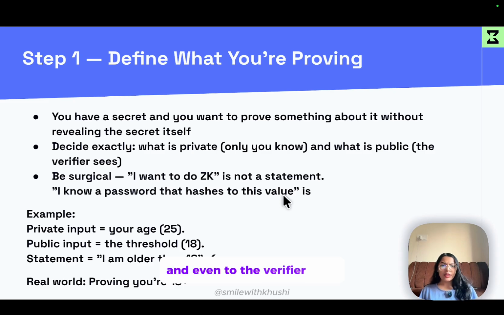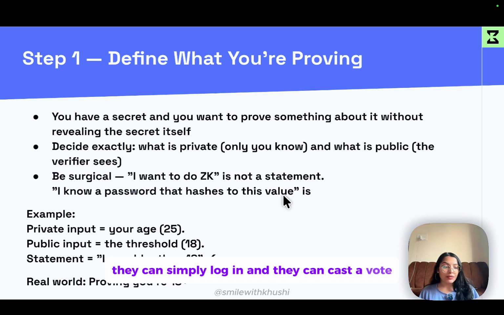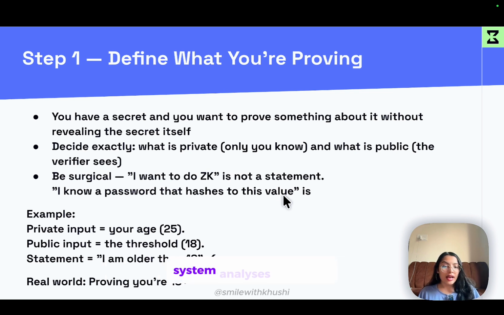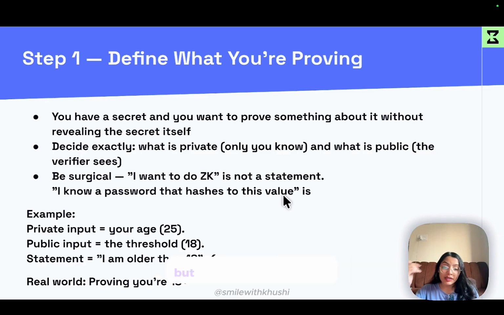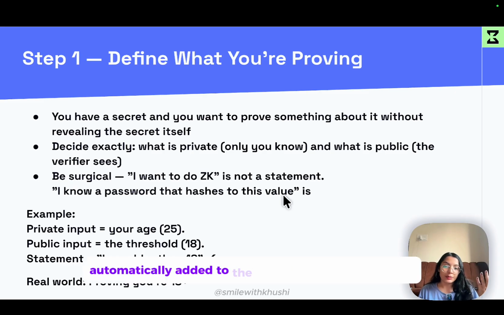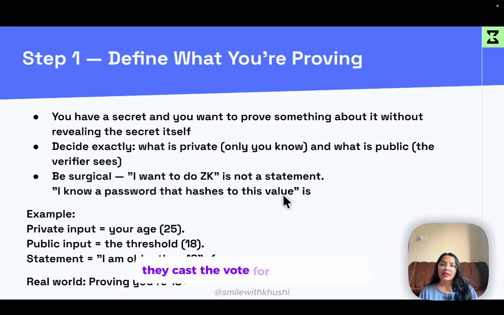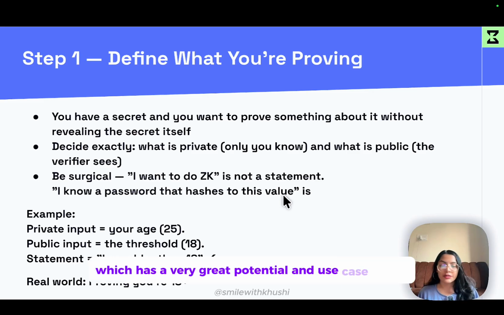For example, say we are building a private voting application where a person who comes to the app can simply log in and cast a vote. The catch is that the system analyzes that this particular person, Alice or Bob, has given their vote, but it won't be able to tell which party or individual they voted for. And again, the votes will be automatically added to the person or the organization they cast the vote for. This is an example of private voting, which has great potential and a strong use case for ZK.